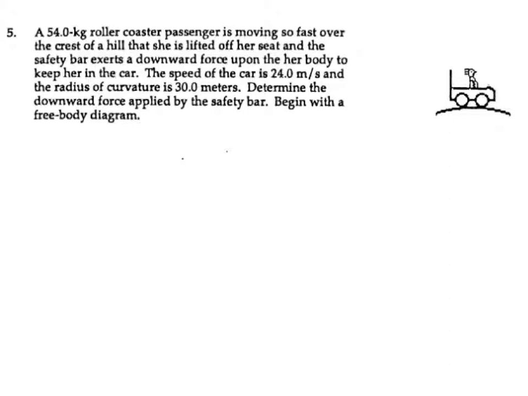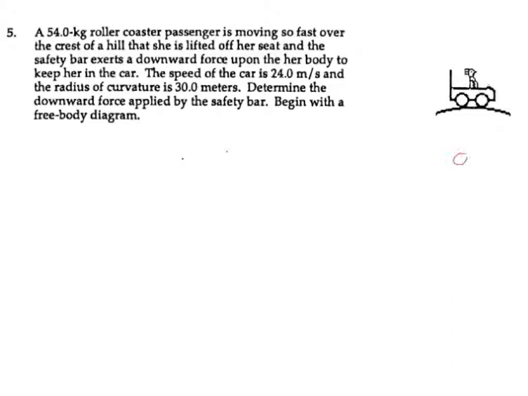The next question says we have a 54-kilogram roller coaster passenger moving so fast over the crest of the hill that she is lifted off her seat and the safety bar exerts a downward force upon her body to keep her in the car. The speed of the car is 24 meters per second and the radius of curvature is 30 meters. Determine the downward force applied by the safety bar. Begin with a free body diagram.